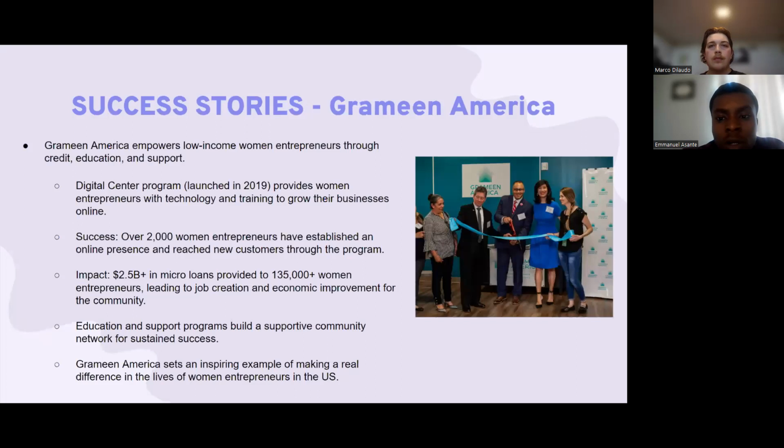The impact of Grameen America's work on the community it serves has been significant. Since its inception, the organization has provided 2.5 billion in microloans to more than 135,000 women entrepreneurs. These loans have helped women to start or expand their business, create jobs, and improve their economic well-being. Additionally, Grameen America's education support programs have helped to build a sense of community among the women it serves, fostering a supportive network that helps to sustain their business and promote their success. So overall, Grameen is an inspiring example of an organization that's making a real difference in the lives of women entrepreneurs in the United States.